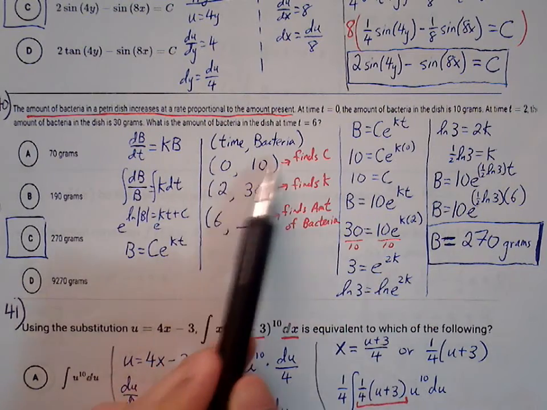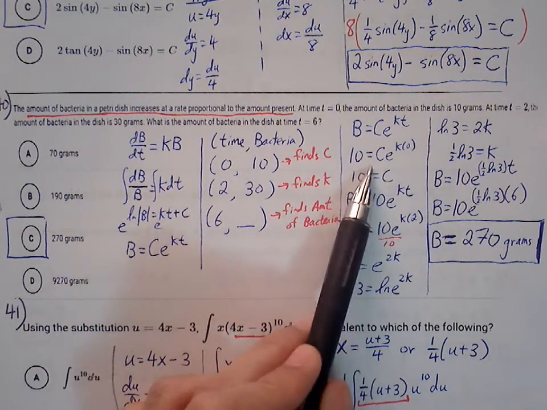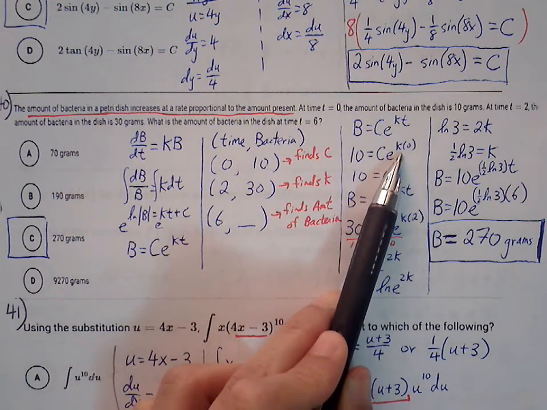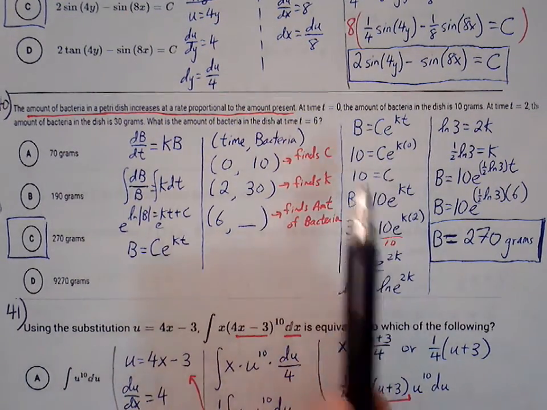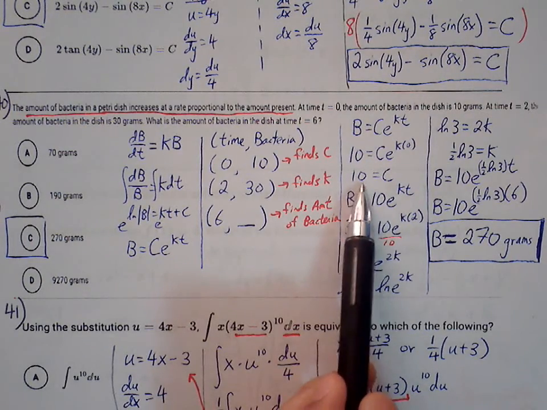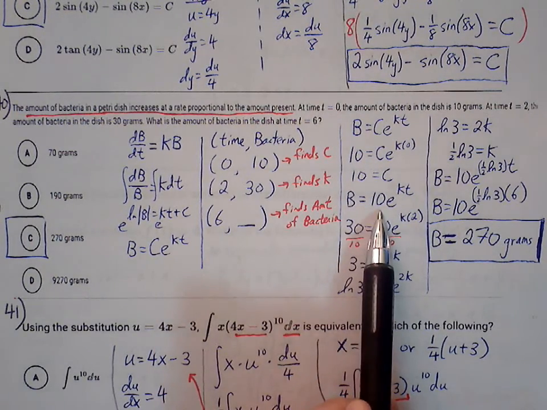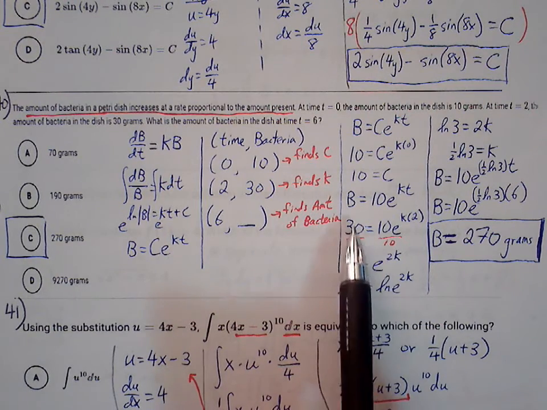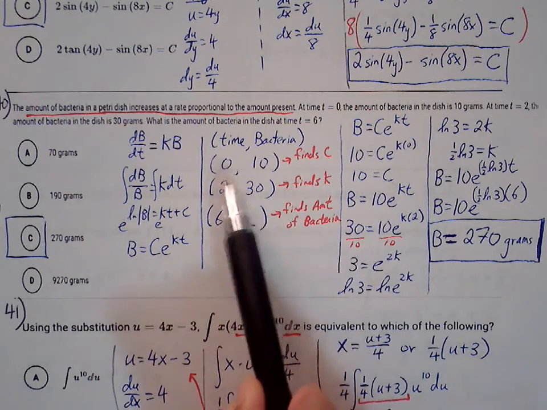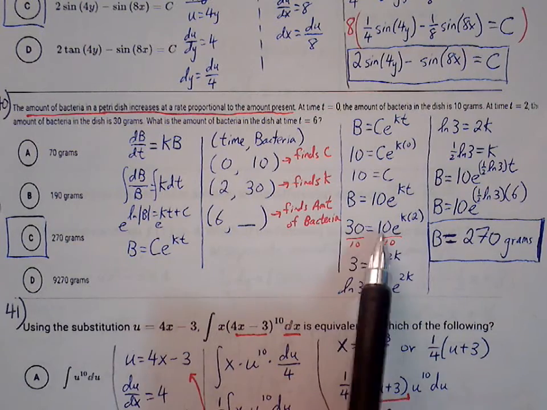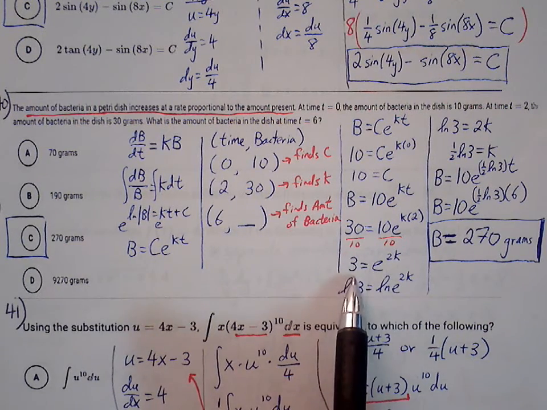I think 0 is always the easiest one to start with. So if I plug 0 in for t and 10 in for b, I get c e to the 0, which is just e to the 0, which is 1. C equals 10. Once I have my c value, I'm going to update my bacteria equation. And then once I have my bacteria equation, I'm going to replace my b with 30, and then replace my t with 2. And now, if I divide both sides by 10, I get 3.